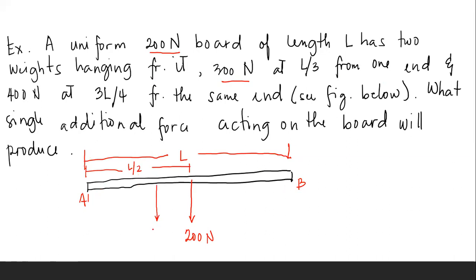Assumption, this one is your 300 newtons, and the length is L over 3 from one end. And 400 newtons at 3L over 4. Assumption, this one is the 400 newtons. Let this one be your 3L over 4.